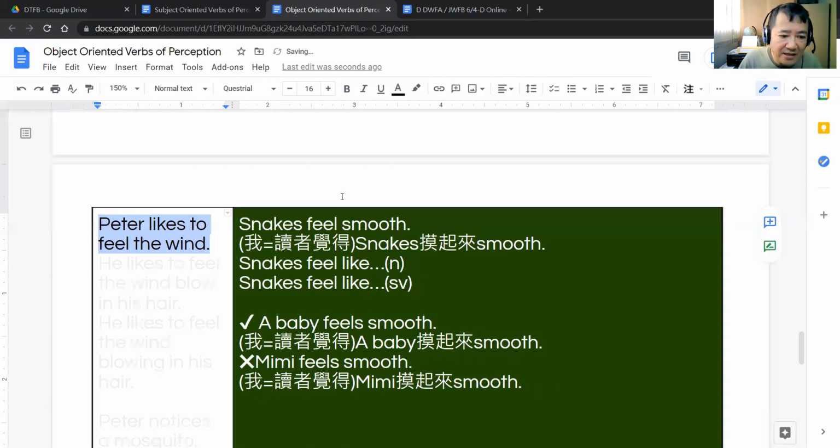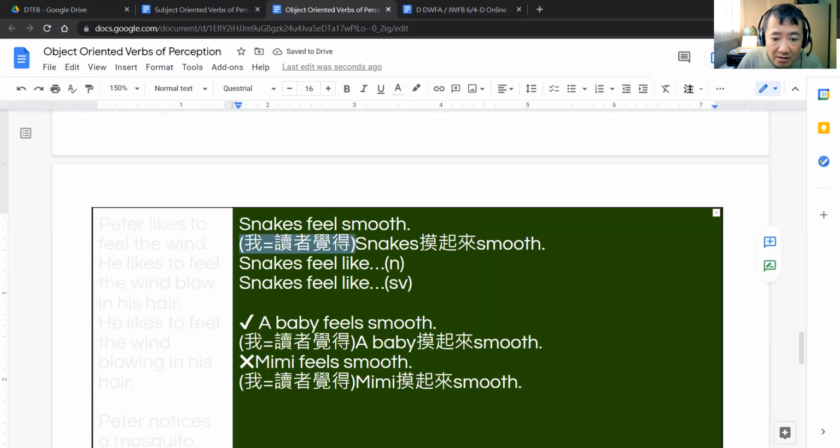It isn't "Peter likes to feel the wind" anymore, right? Because when Peter likes to feel the wind, he feels the wind. You, the speaker, are not doing anything. This one, you're saying the speaker is, you are telling everybody your opinion.